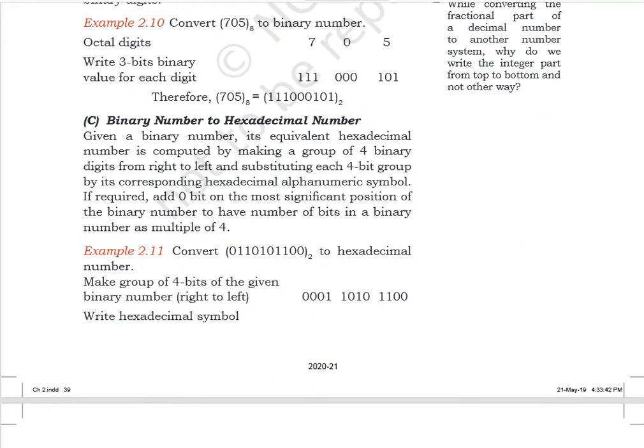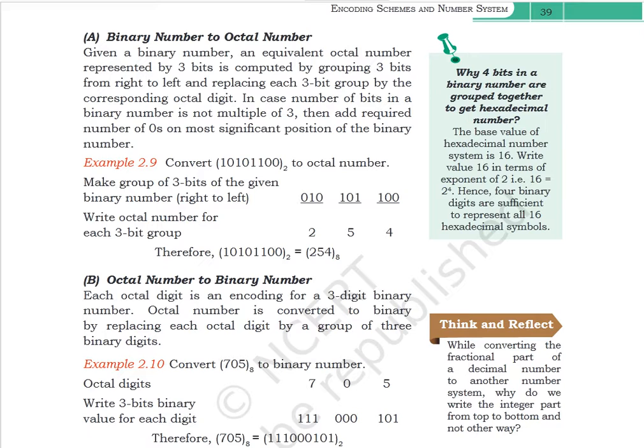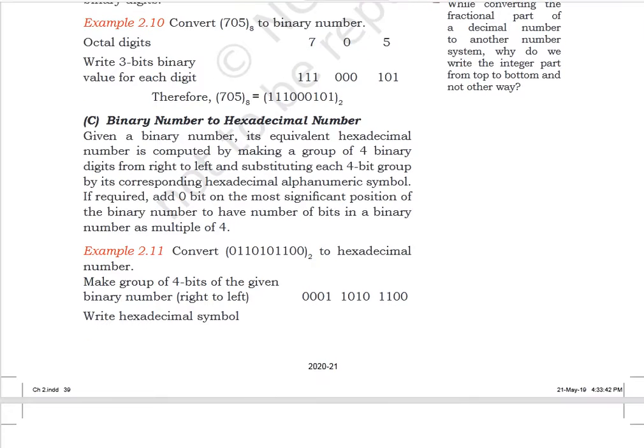Then comes another procedure, binary number to hexadecimal number. This is a very important part in conversion, because here we will make the group of 4 bits. In the octal number system we have to make the group of 3 bits, whereas in the hexadecimal number system we have to make the group of 4 bits. Same procedure, just grouping, and grouping will always take place from the right hand side. Okay, from this side to that one.